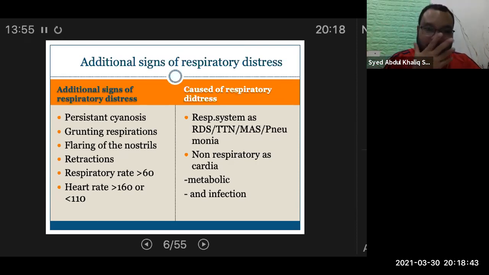And flaring of the nostrils, chest retraction, chest in-drawing, and so on and so forth. A respiratory rate of more than 60. In newborn babies, the respiratory rate can be normal up to 60. Or there's bradycardia or tachycardia.